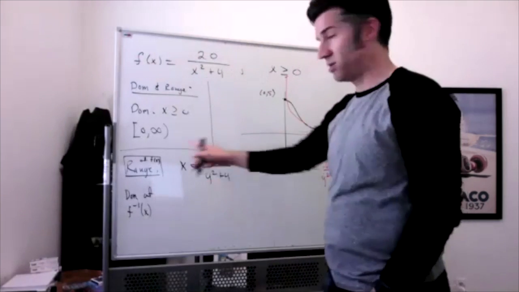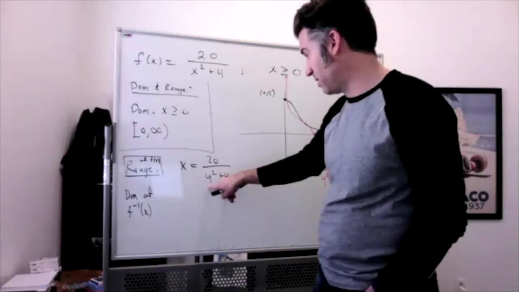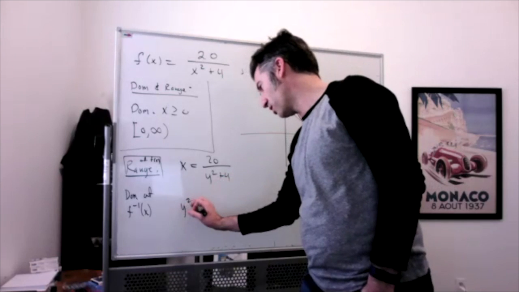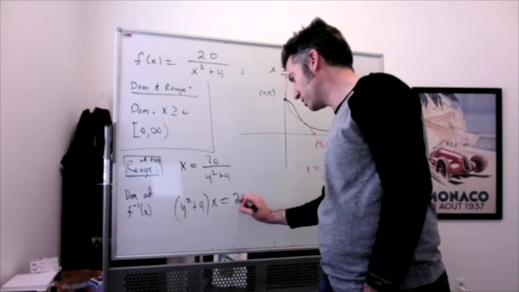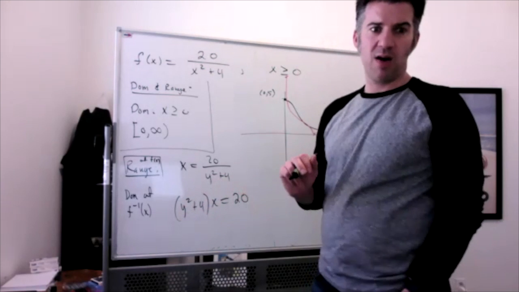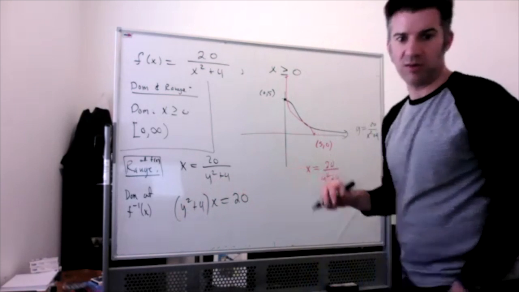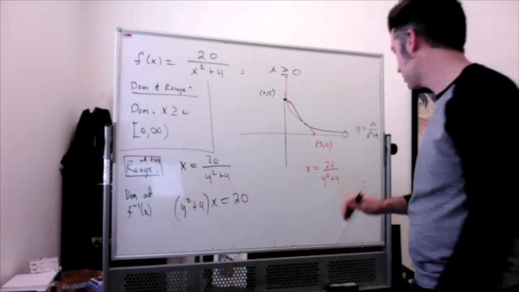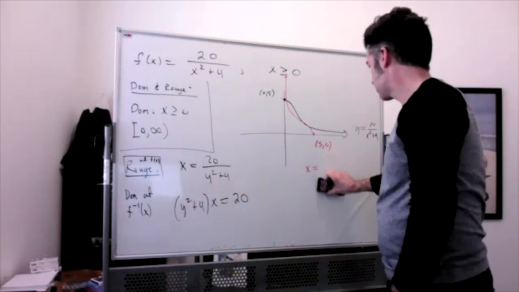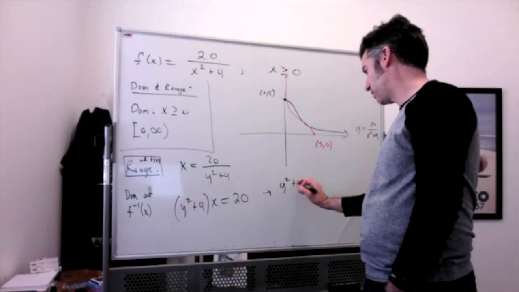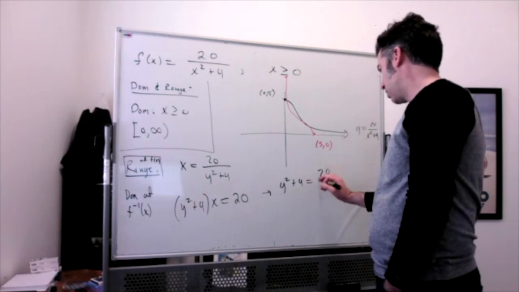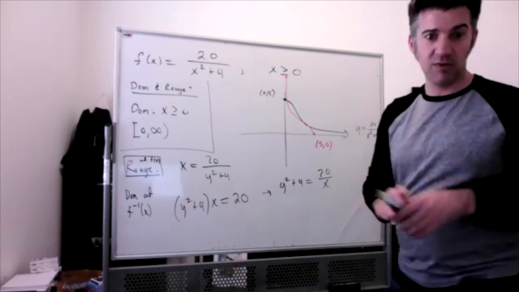Okay, so I'm going to solve for y. I'm going to multiply both sides by this. So we get y squared plus 4 times x equal to 20. Now I'm going to divide both sides by x. So I'm going to get y squared plus 4 equals 20 over x. Then I'm going to subtract 4.